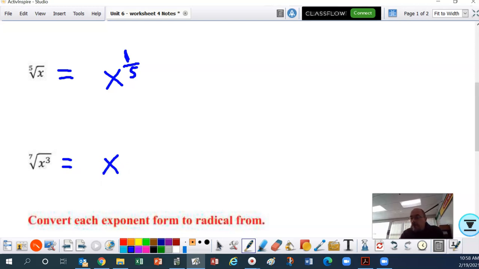So I've got the seventh root of x to the third power. So again, that 7 is the root number. That goes in the denominator. And the 3 goes on top.